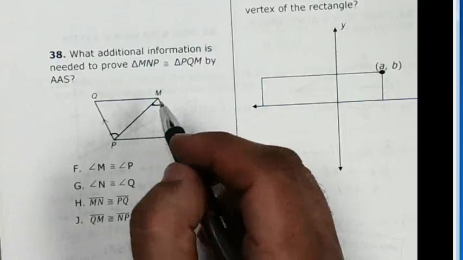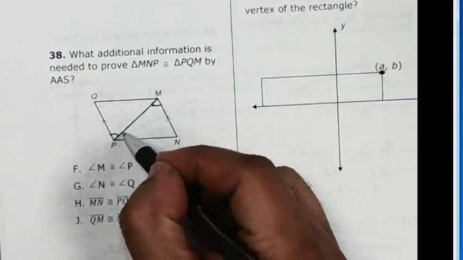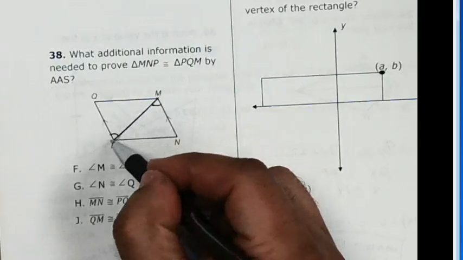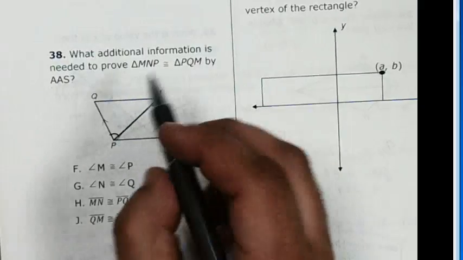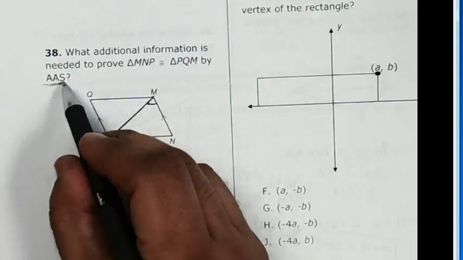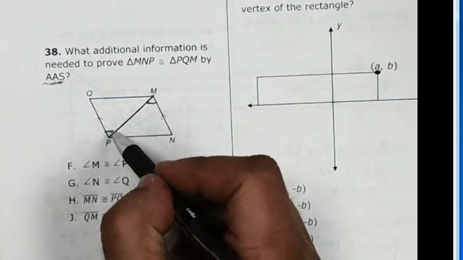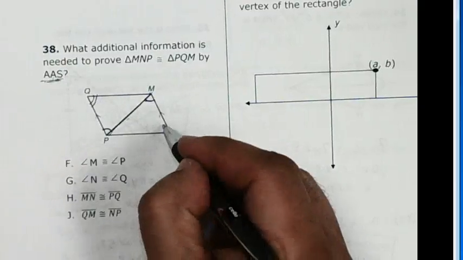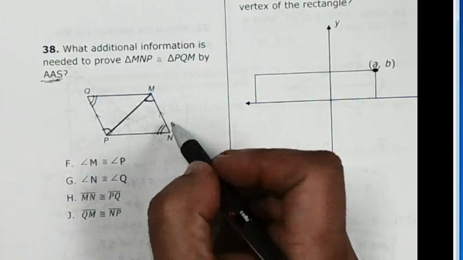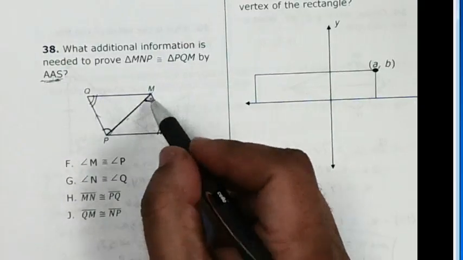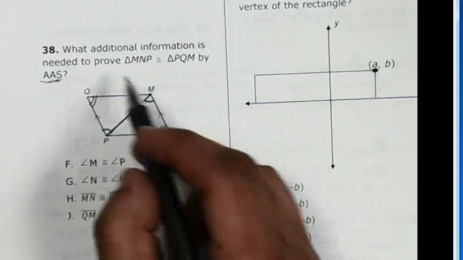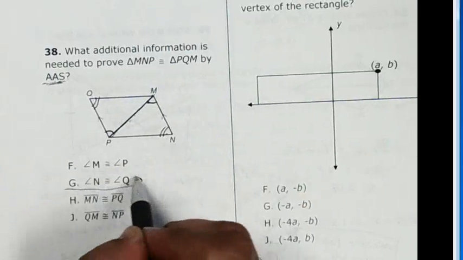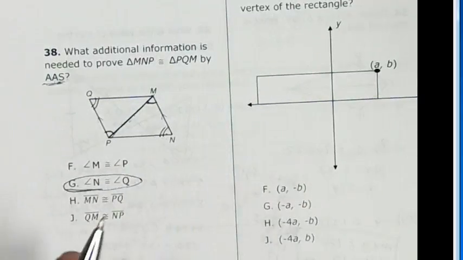Then I also know that I have this reflexive side, so segment MP is congruent to segment MP. Notice the order, I want angle-side. I have my angle and my side, so the other thing would be telling me that angle Q is congruent to angle P, because that's how I would get my angle-side. That happens to be one of my answer choices, so we are good to go on that one.